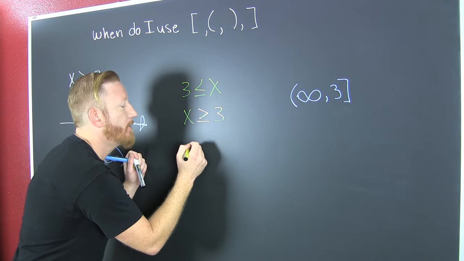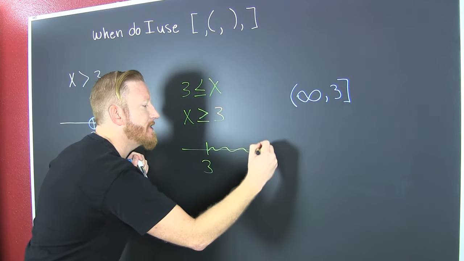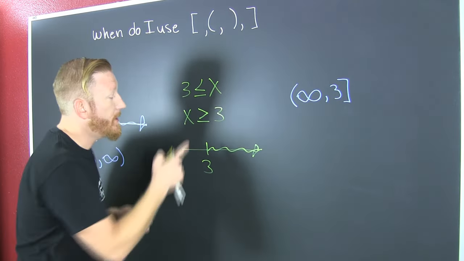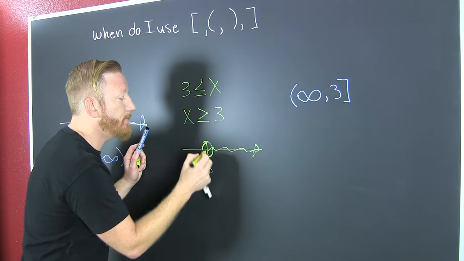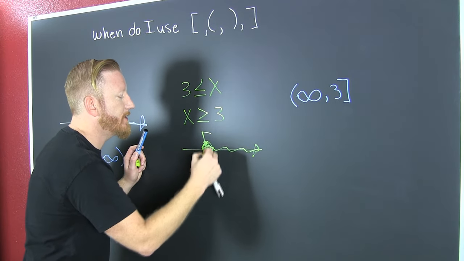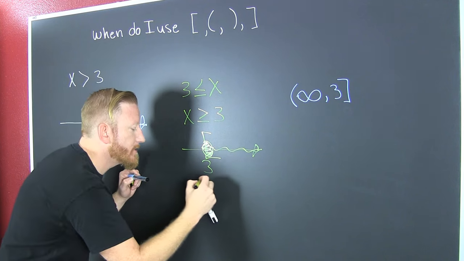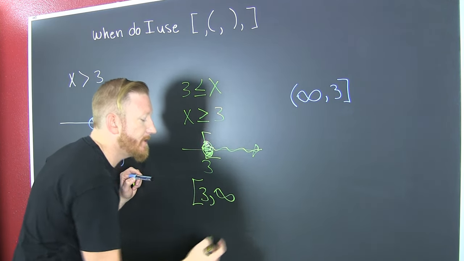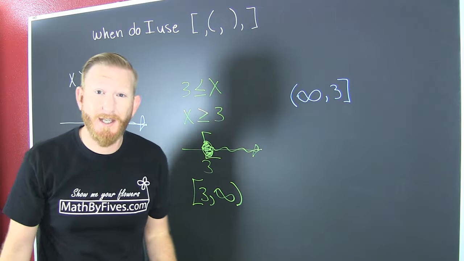Now what? Now, I can graph this on a number line. There's 3, and I see it goes to infinity. But is it round or is it square? It's square right there, because of the or equal to. You may have called them closed dots. Well, here we're using square, and it cups the way you shade. So then here we see that's going to be 3 to infinity. And then I'm never going to include infinity because I can never ever get there.